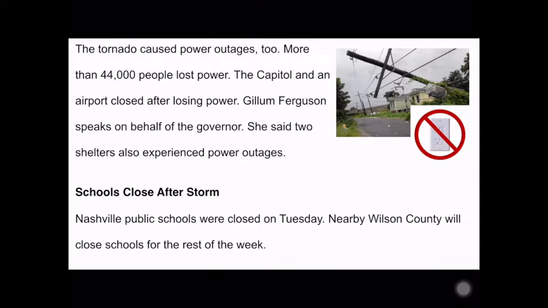The tornado caused power outages too. More than 44,000 people lost power. The Capitol and an airport closed after losing power. Gillum Ferguson speaks on behalf of the governor. She said 2 shelters also experienced power outages.